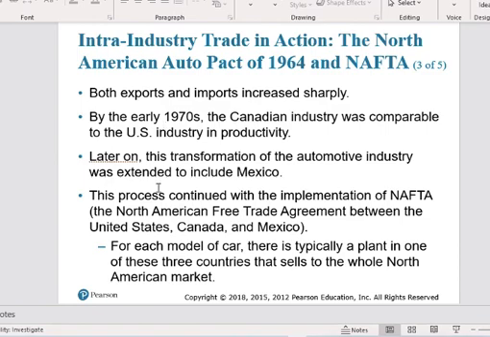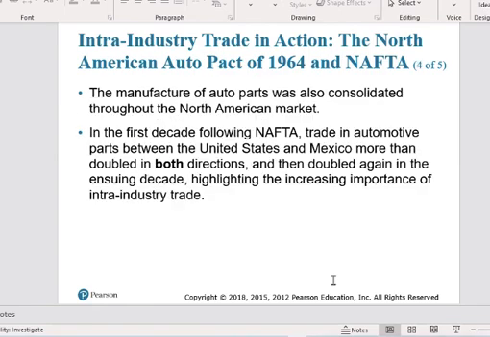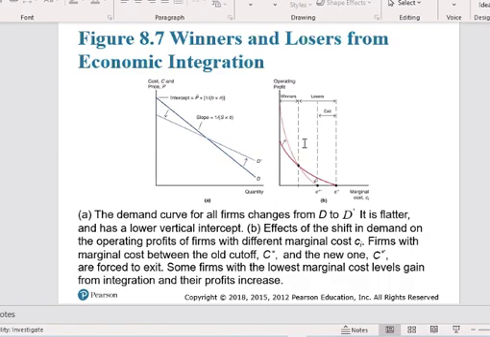Later on, this transformation of the automobile industry was extended to include Mexico. So the North American Trade Agreement. Both of them share some duty and then they just trade with each other. So they find that this is good for all these members. In the first decade following NAFTA, trade in cars between the US and Mexico more than doubled in both directions and then doubled again in the ensuing decade, highlighting the increased importance of intra-industry trade.